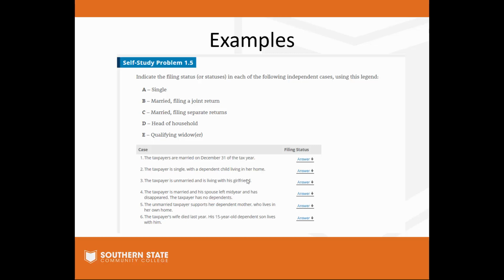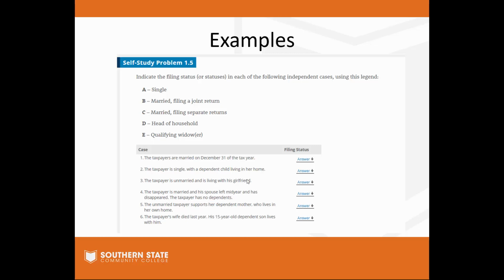Number 5, the unmarried taxpayer supports her dependent mother who lives in her own home. Even though the dependent mother, elderly mother, lives in her own home, we can file head of household if we're providing more than half the support. So 5 would be D, head of household.